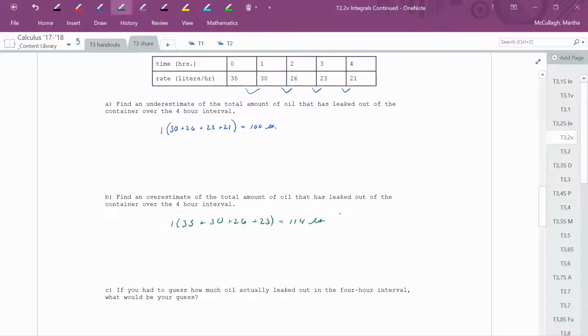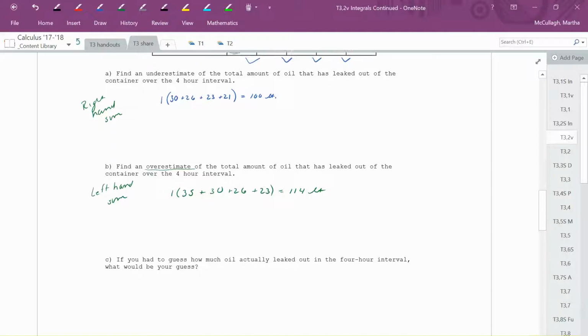Now, just a quick aside, looking at not only the underestimate and overestimate, but left-hand sum and right-hand sum. If I'm looking at this interval and I take this number, which I did here, because that's the number on the left, this is a left-hand sum. So while this is an overestimate, it is also a left-hand sum. In this interval, when I take the number on the right, it is a right-hand sum. My problem didn't ask me for that, but I just wanted to reinforce left-hand sum, right-hand sum.